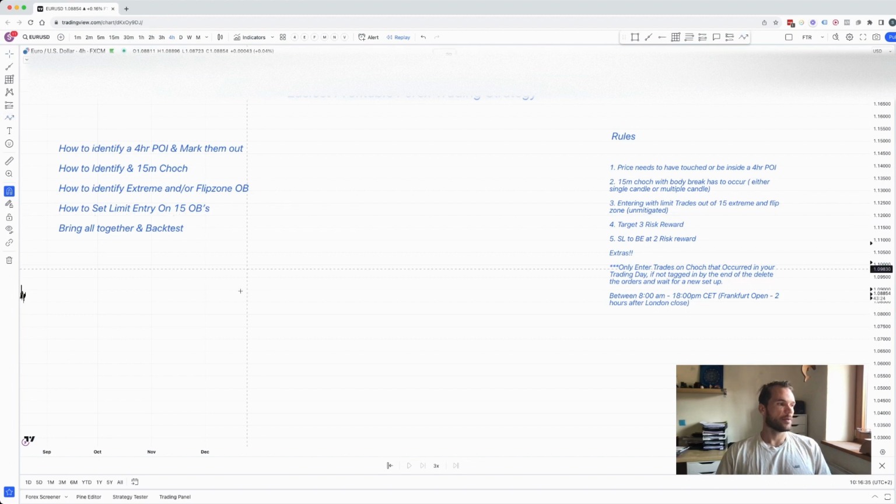I'll give a bullish example. Okay, so imagine this is the 4-hour market structure. We've got a breaker structure here. We can identify that by this leg breaking this last high.